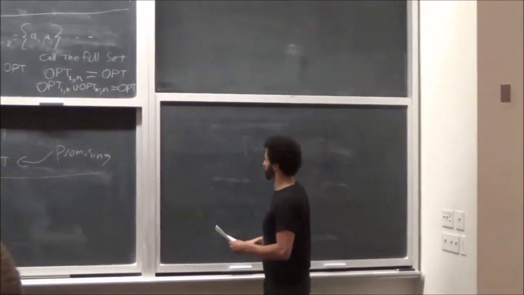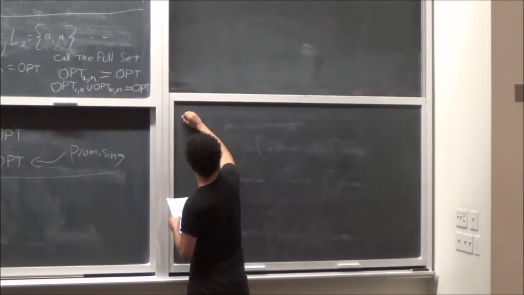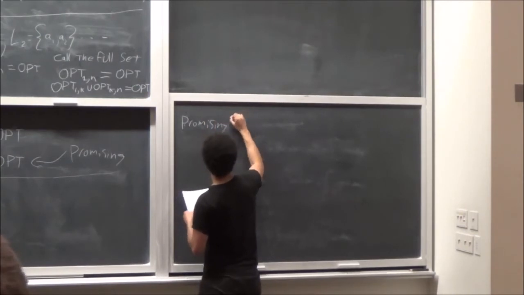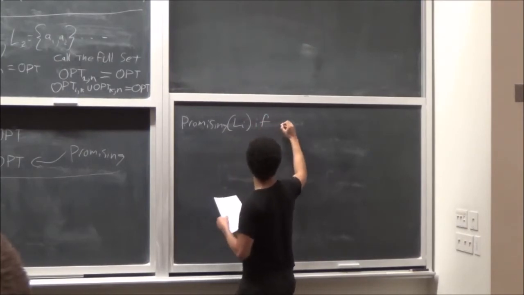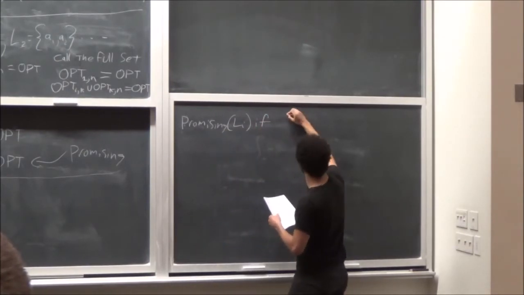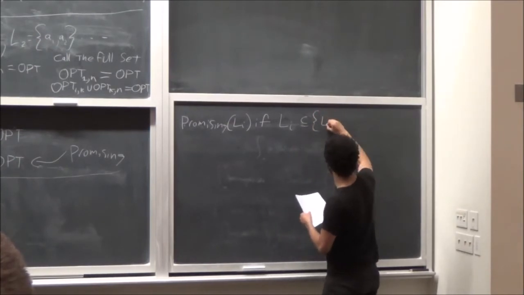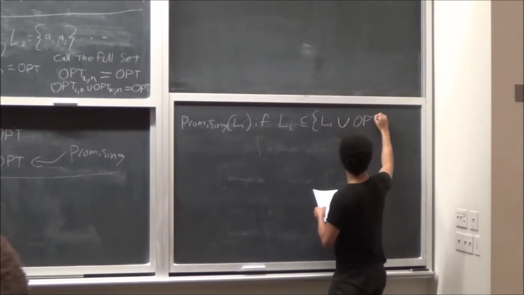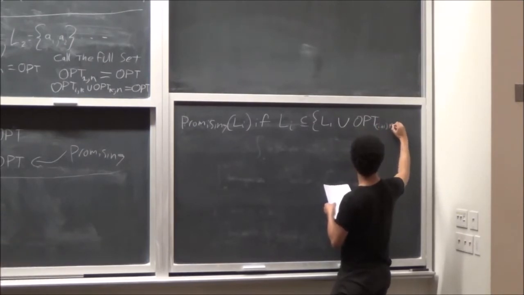More formally, we can say that a set Li is promising. So you can say something is promising for some set Li if Li is a subset of Li union the optimal set from iteration i plus 1 to n.